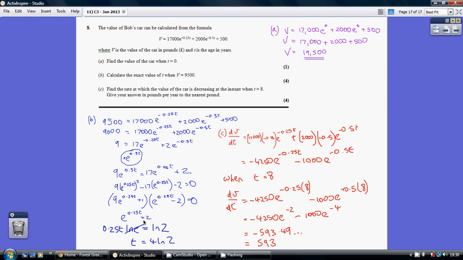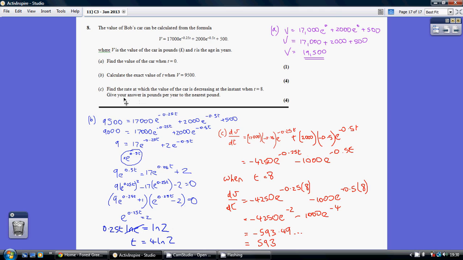So if we take ln of both sides and then follow the power rule, we get 0.25t ln e equals ln 2. ln e is 1, so 0.25t equals ln 2. Multiply both sides by 4, we get t being 4 ln 2.